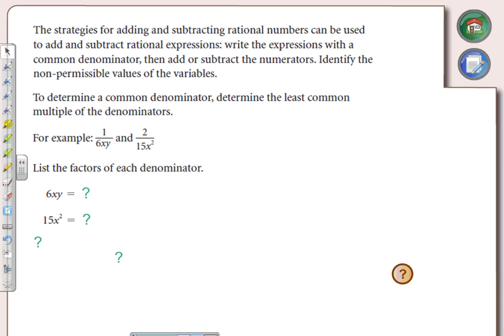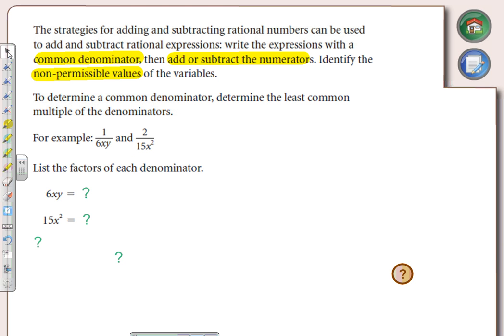And like I just said, the strategies for adding and subtracting rational numbers is exactly the same as adding and subtracting rational expressions. We need to get a common denominator and then add or subtract the numerators. And the last thing we have to do, though, is our NPVs, an extra step on there. For example, let's look at this here. And this is where I was talking about breaking it up into its factors. I did the prime factoring for 6 and 9. We'll do the same kind of thing here with these.